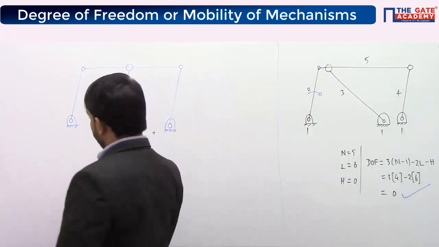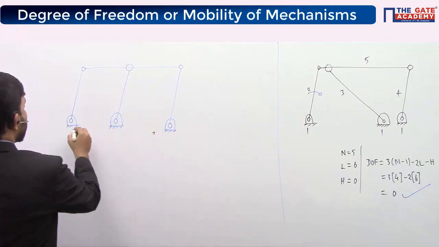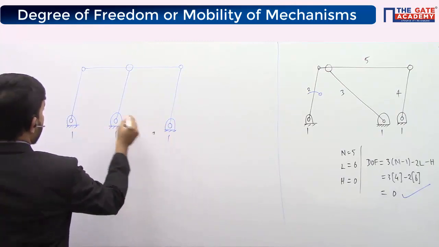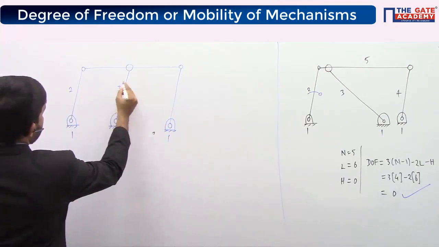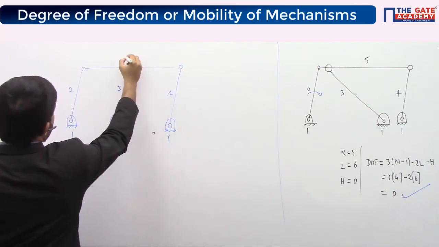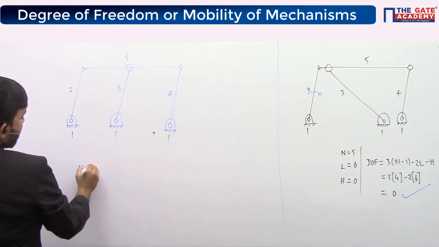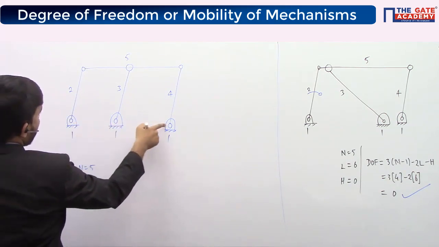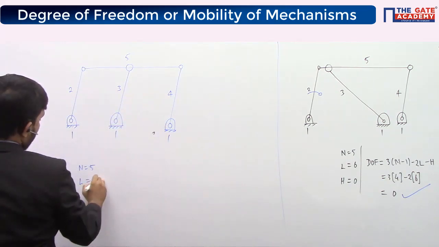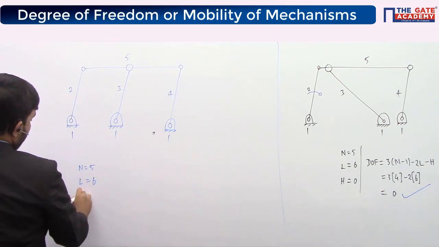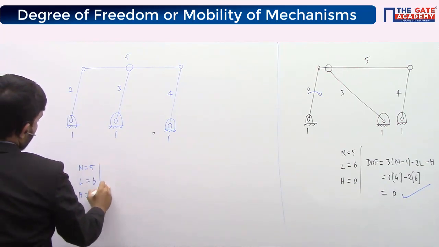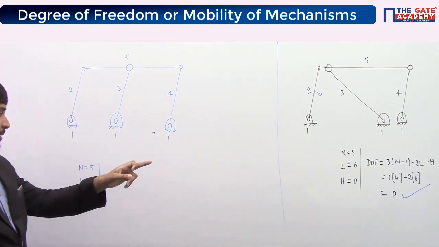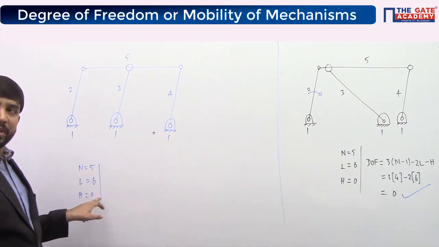Let's look at this mechanism. If I count the number of links inside this mechanism, this is link number 1, the fixed link. This is link number 2, this is link number 3, this is link number 4, this is link number 5. The number of links is 5. The number of lower pairs is 3 here and 3 there, so the total number of lower pairs is 6. There are no higher pairs inside this mechanism. So this is very similar to the previous case.